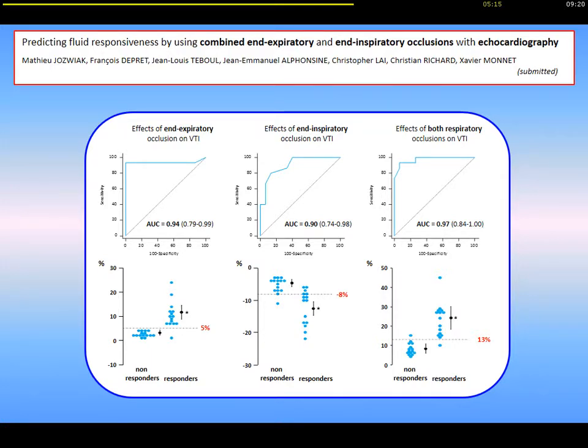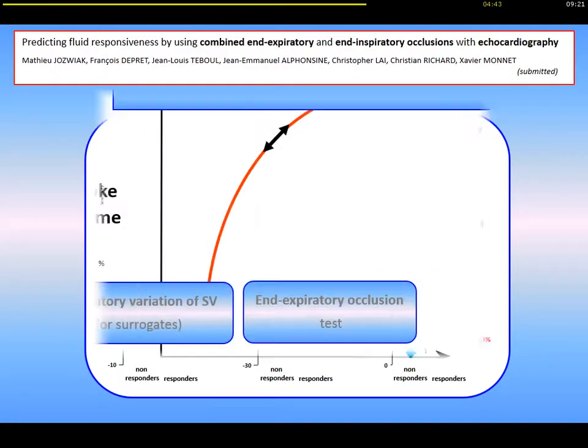Why do we combine? Because some devices do not have enough precision to detect small changes like 5%, because the intra-individual or inter-individual variability of these devices is not as good. If we combine, we have 30%, and 30% is above the variability of all these devices. So I would recommend to combine instead of using one.